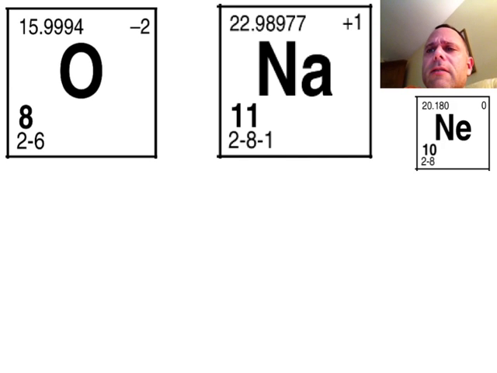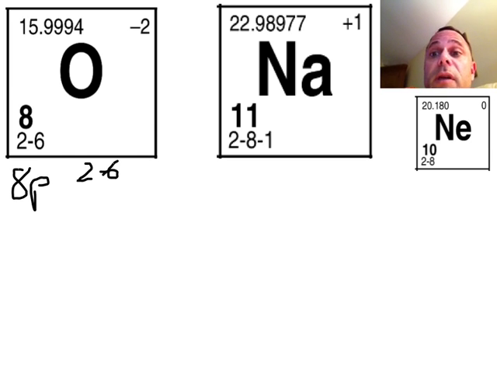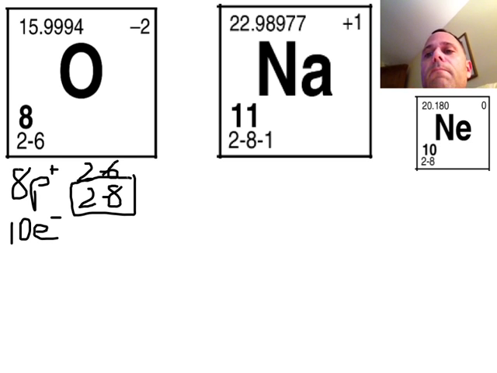Now, while we're at it, let's investigate what happened to both oxygen and sodium as they ionized to achieve their stable octet. And, well, what happened with oxygen? Remember, oxygen had 8 protons. It had an electron configuration of 2-6, which then became 2-8. So it had 8 protons, and it then had 10 electrons. And again, it had an electron configuration of 2-8 after it ionized. So it had a charge of -2.